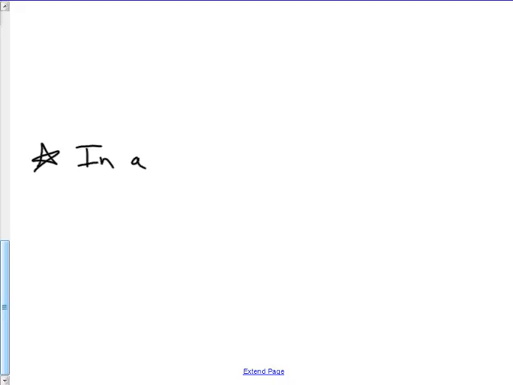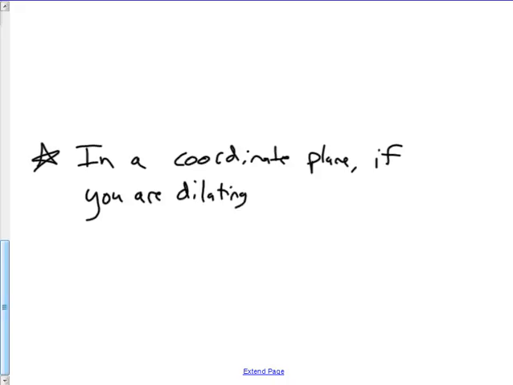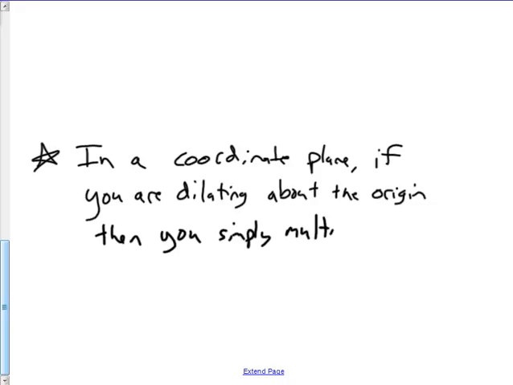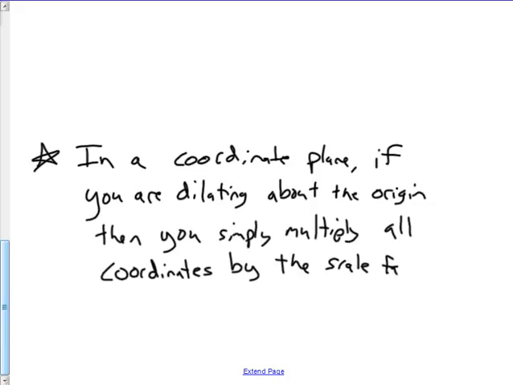In a coordinate plane, if you are dilating about the origin, meaning if that's the center, then you simply multiply all coordinates by the scale factor. Which is great. When it's just about the origin, you just multiply all the coordinates by the scale factor.